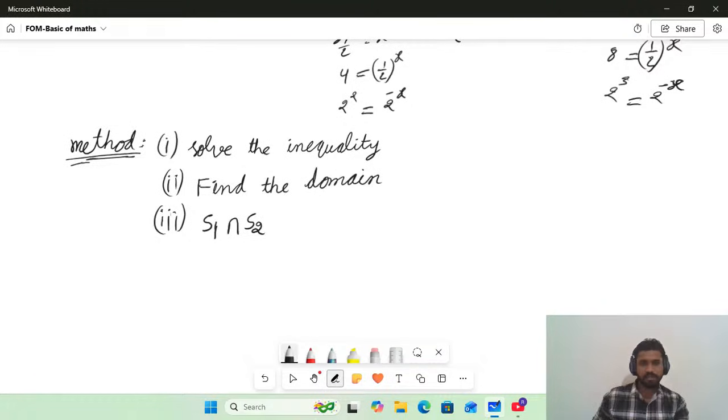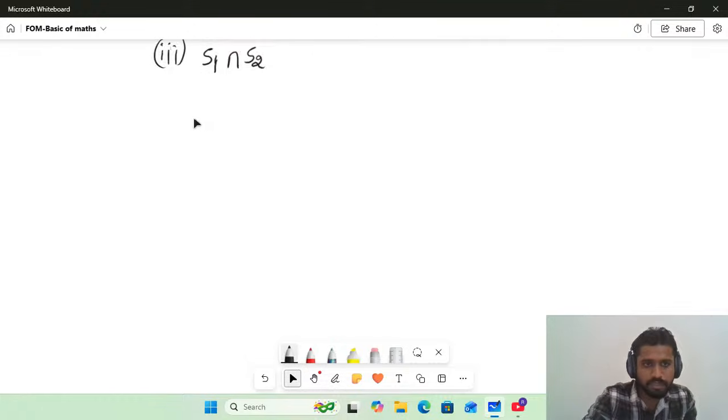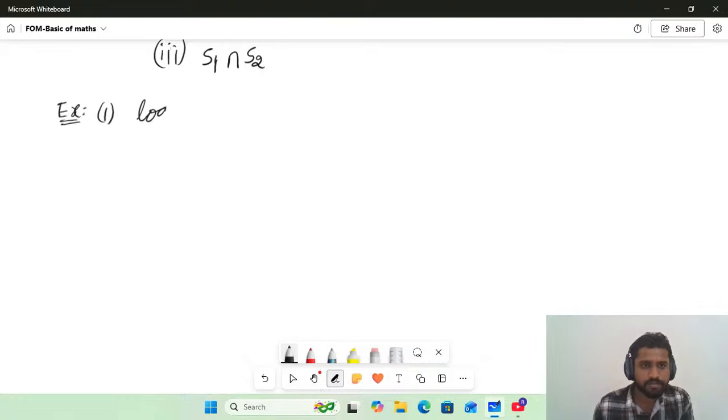Is it clear? I hope it was clear. We can solve some questions on logarithmic inequalities now. The first example is log of 5x minus 1 to the base 1 by 3 is greater than 0.